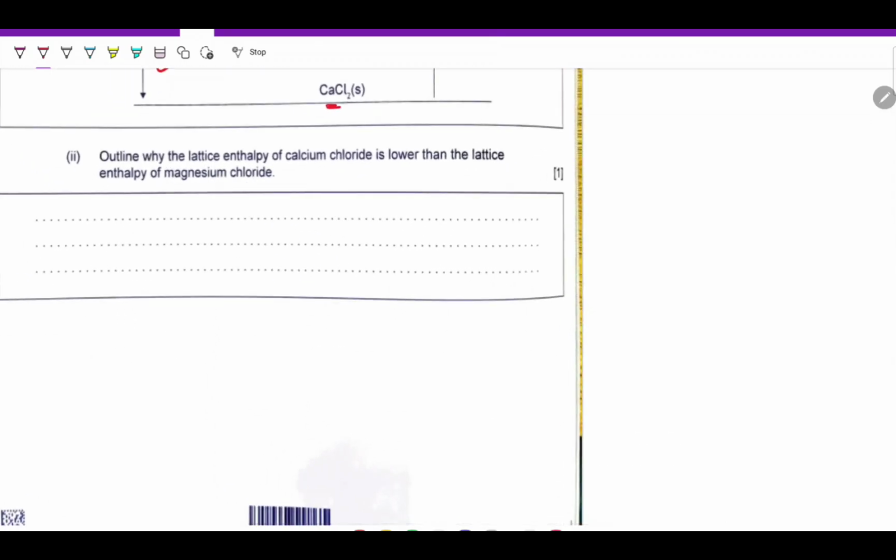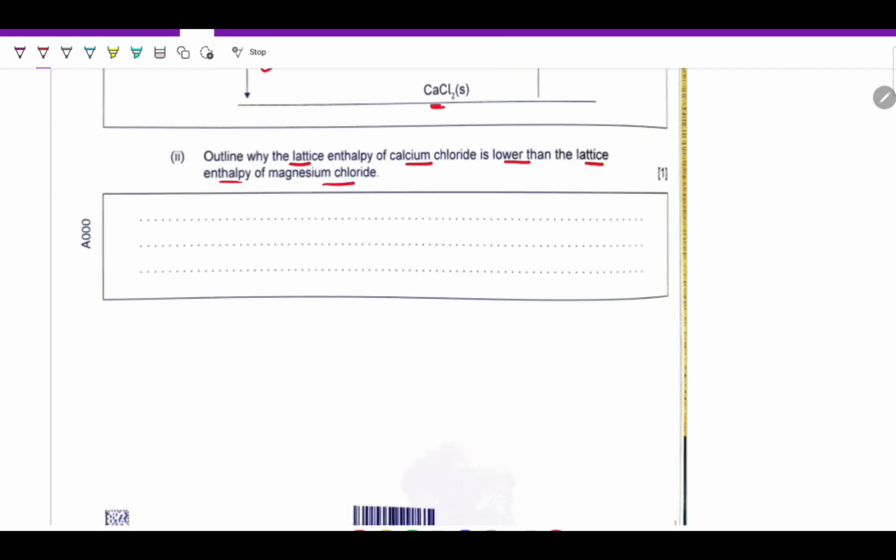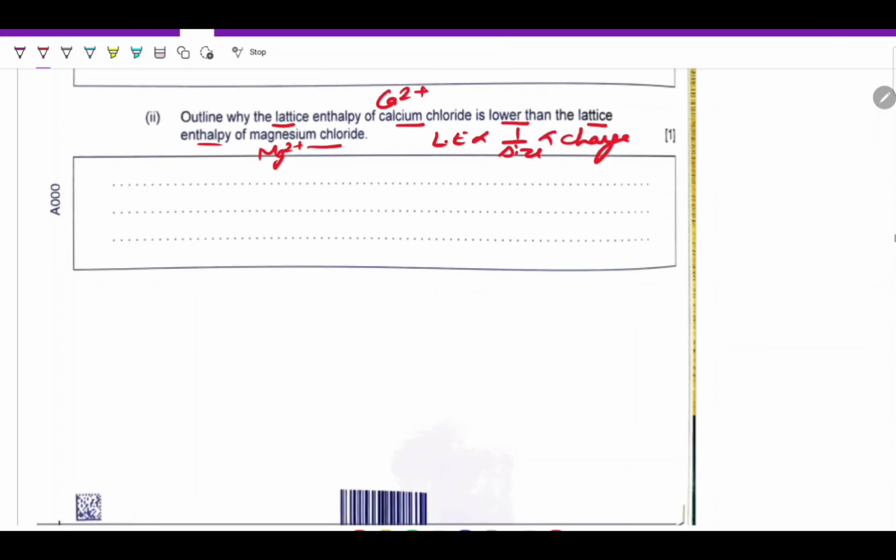Okay. Outline why the lattice enthalpy of calcium chloride is lower than the lattice enthalpy of magnesium chloride. Okay. Calcium chloride has lower enthalpy. You know that lattice energy is inversely proportional to size and directly proportional to charge of ions. Since both Ca2+ and Mg2+ have 2 charges, there will be a difference in size which will control this lattice enthalpy. So what I can write here is lattice enthalpy is inversely proportional to size of ions.